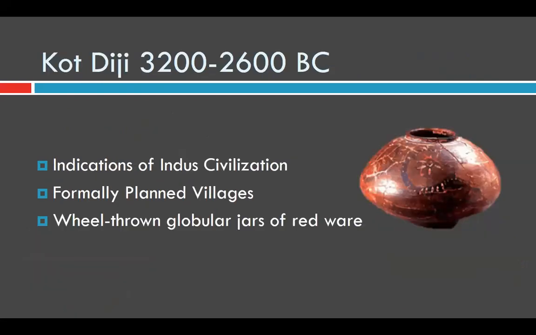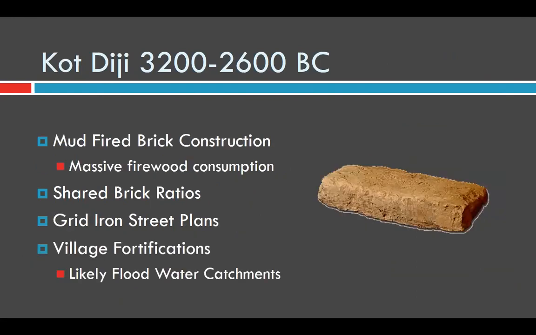Kot Diji, indications of the Indus civilization is rising here. You can see now the shift to the sort of red slipped pottery here, globular in style, great for carrying water. We have formally planned villages, wheel thrown globular jars in this redware style of paint that shows up. Mud-fired brick construction. So clay is also now being used to fire clay bricks, and we still use clay bricks today. Think about all the red. I mean, the building I'm in is made out of red-fired, clay-fired red bricks.